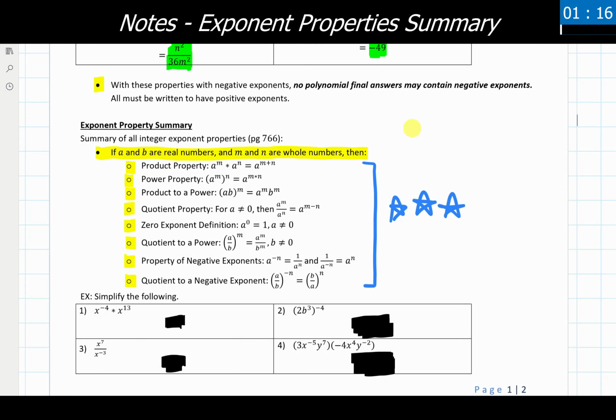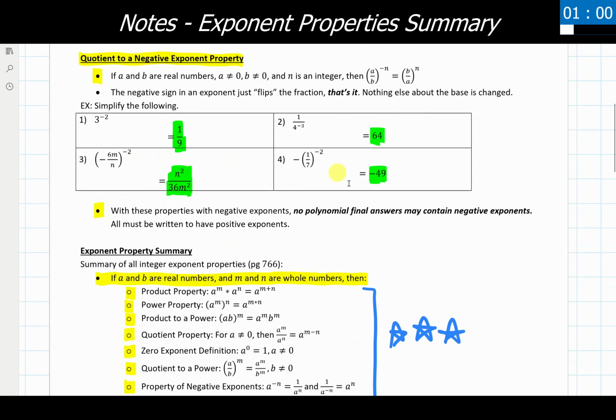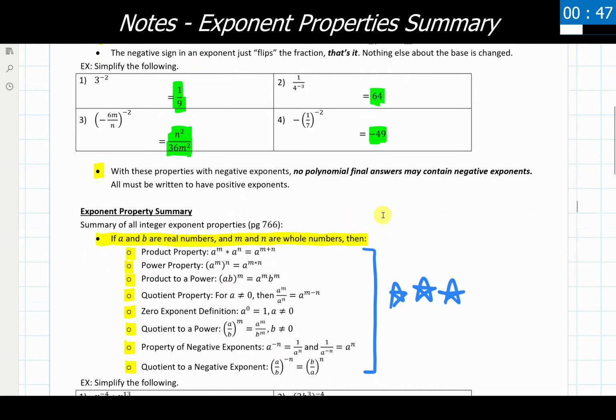Now that we have seen some examples and gone through properties with negative exponents, this means that we can no longer have polynomial final answers that contain negative exponents. We know how to work with them. We can do these rewrites as necessary to get to our final answers. So we now need to make sure we're keeping that in mind when we are going through and simplifying problems and writing out our final answers to those problems.